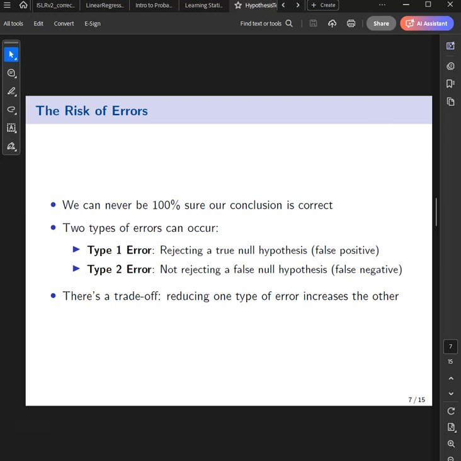The other type of error is called type 2 error. That happens when we fail to reject a null hypothesis that is actually false. It's a false negative, like failing to detect that a medication does work. There is an inherent trade-off over here. Making one type of error less likely typically makes the other type more likely. So we need to balance these risks based on the context of our research.